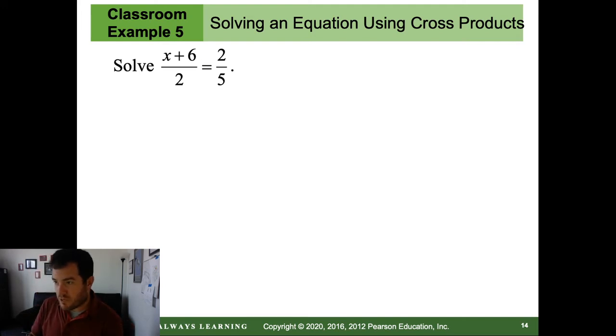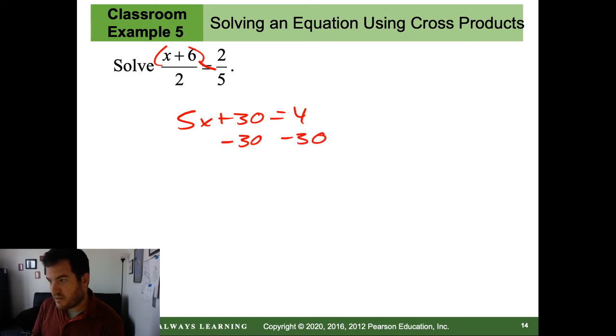So again, cross multiply, put this guy in parentheses, right? So I think 5x plus 30 is equal to 4. Subtract 30 from this side. So I get 5x is equal to negative 26. Sorry, I'm going to change this. Oh yeah, this is a weird one. Divide by 5, divide by 5. So I get x is equal to negative 26 over 5.